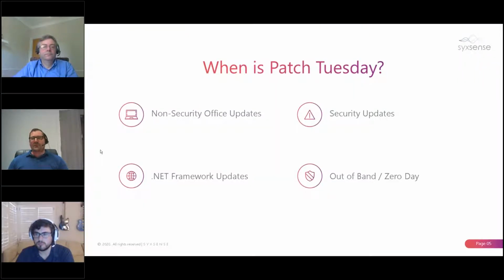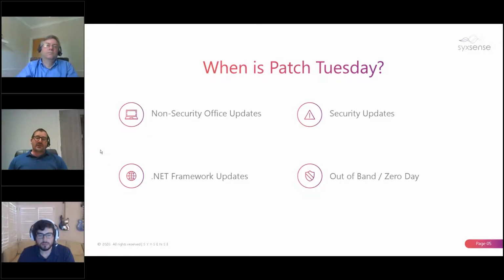But firstly, we're going to talk about when is Patch Tuesday. There is actually more than one in a month. You have the non-security Office updates, which are on the first Tuesday of a month. Those are non-security updates like bug fixes and product enhancements for the Office 365 platform and other Office versions before it. The second Tuesday is for security updates, and those are the ones we're focusing on today. And in the third week, we have the .NET framework updates.